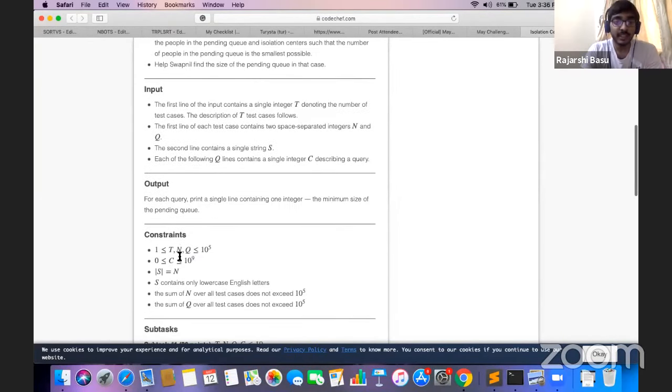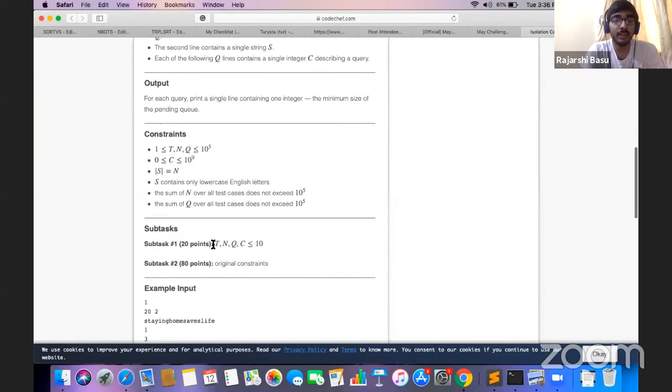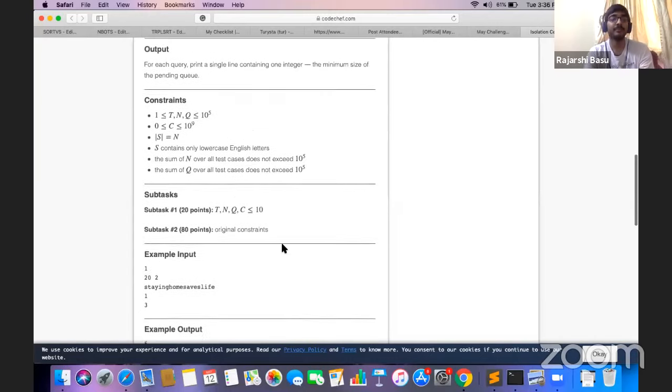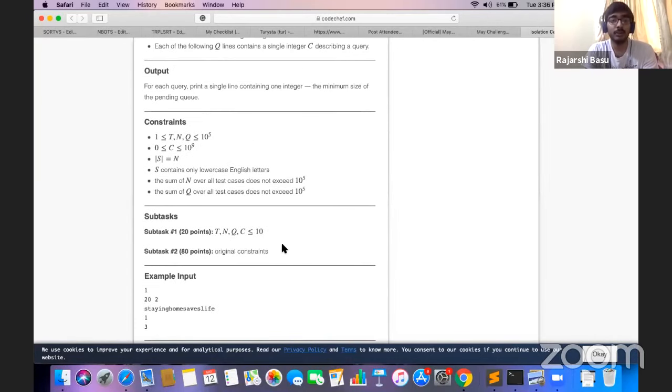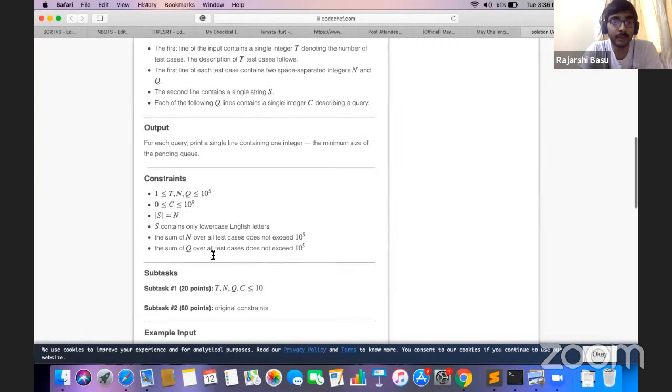So C is quite high. N and Q are also quite high, but that doesn't really matter. The string is given at the start only, right? So I'll not go into the subtask 10 case. It's some kind of brute force, I guess. We will directly jump to how to solve the whole problem.